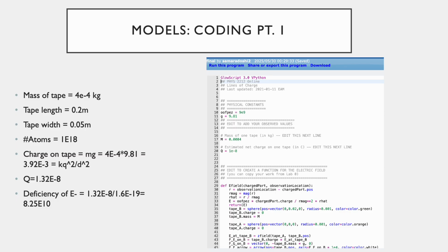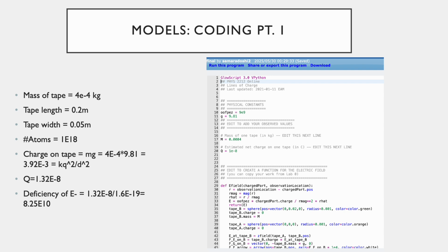Now, the models. Here I used my measurements to estimate the charge on the tape. The mass of each tape was assumed to be 4e-4 kg. The tape length was 0.2 meters. The width of the tape was 0.05 meters. The number of atoms on the tape was 1e18, and the charge on the tape was 3.92e-3.